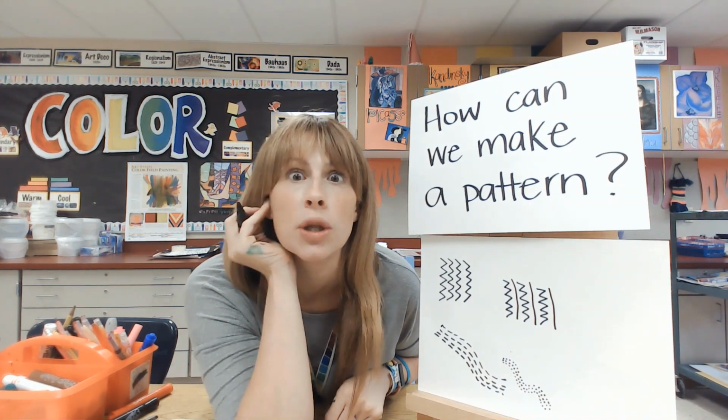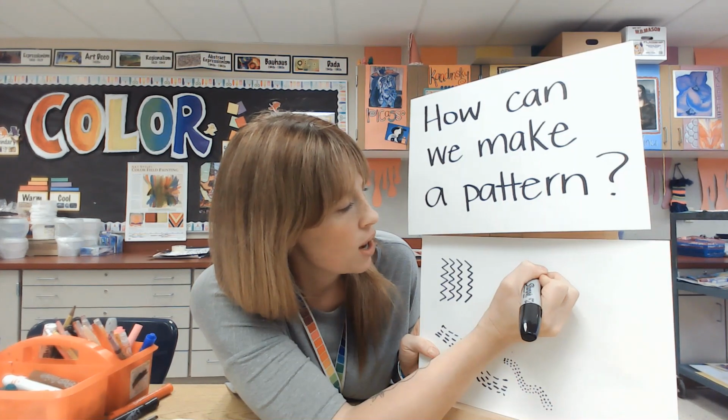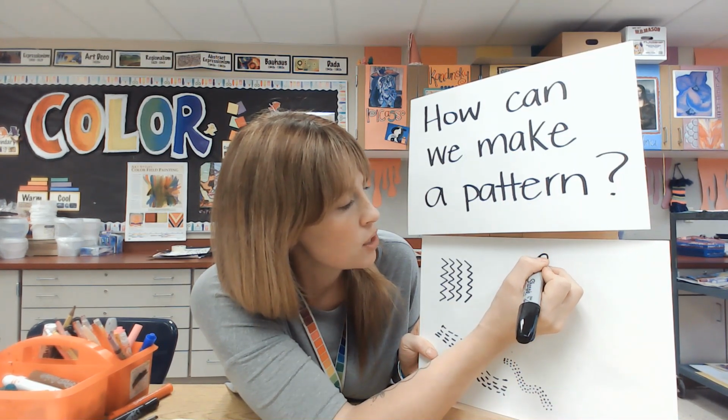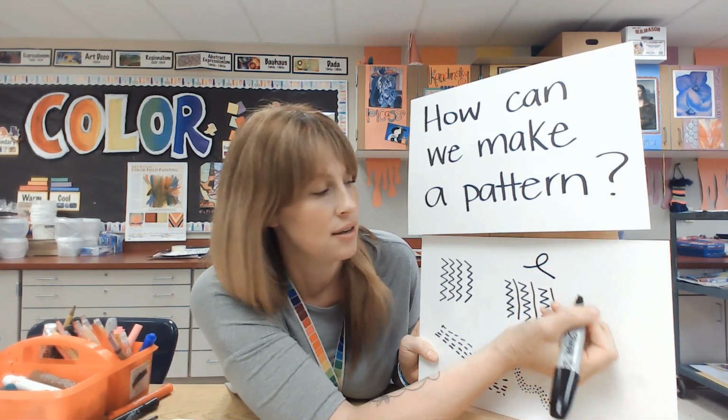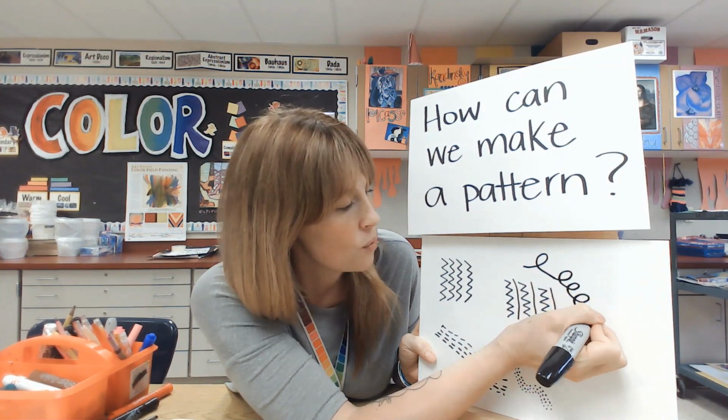Let's do the loopy line. Ready? Loopy's a little tricky. We're gonna start here. We're gonna go up, up, up, up, up, and overlap the other line. Okay, we're gonna keep it going. Ready? Whoa, whoa, whoa, whoa, loopy line.